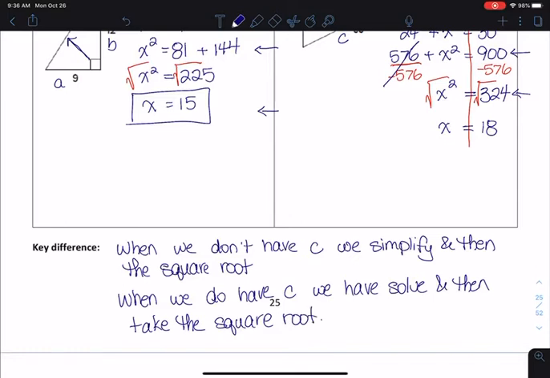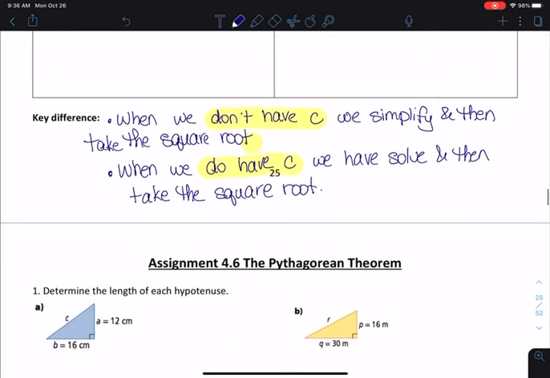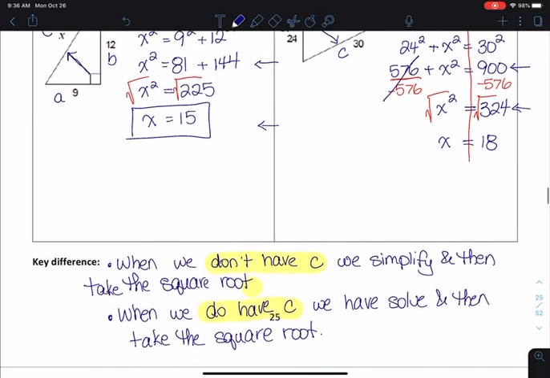You have some examples or some questions to try out on the next page. Just highlight those when we don't have C and when we do. And so take a look at those, and hopefully you will remember this.